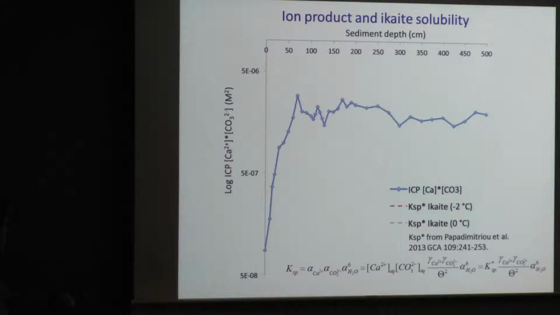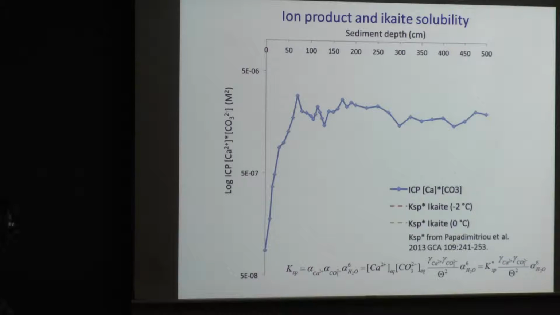So another approach we took then is just to look at the water chemistry. This is a calcium carbonate, so if you look at both calcium and carbonate concentrations, you can calculate an activity product. So you could look at ion activity products. You can also look at just the ionic concentration product.